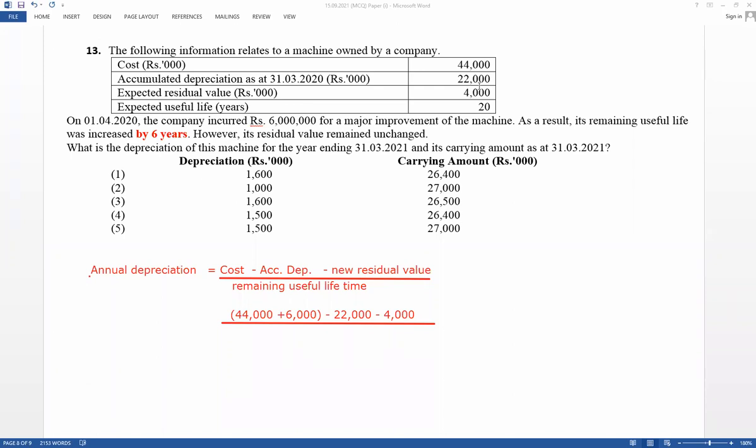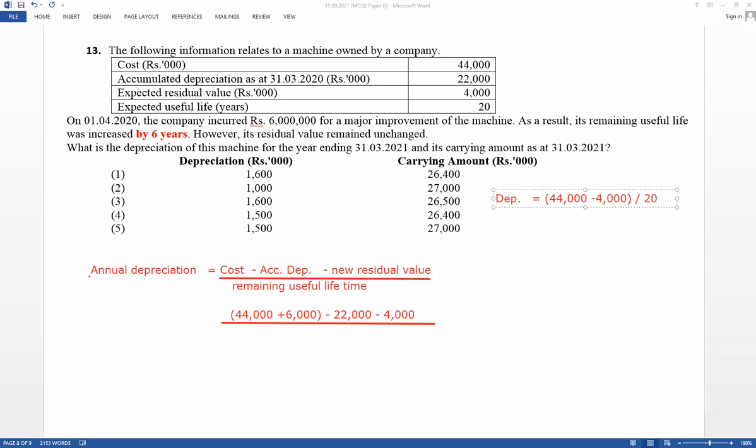It has given accumulated depreciation. Think before changes in accounting estimates. Annual depreciation equals cost value, 44,000, minus residual value, 4,000, divided by useful lifetime. This is how you calculate depreciation before changes in accounting estimates.